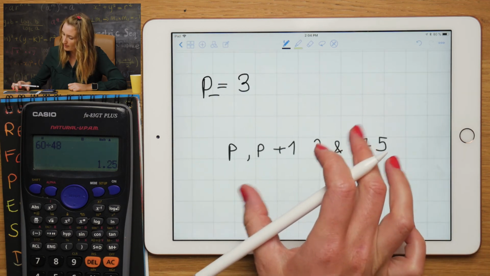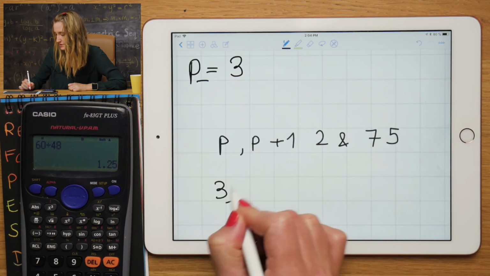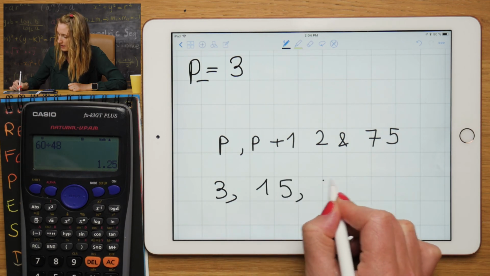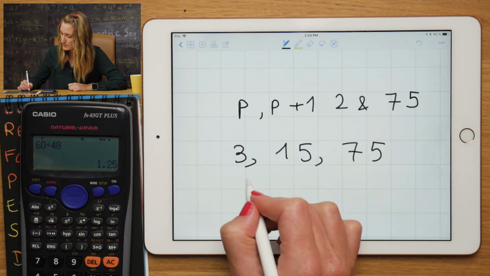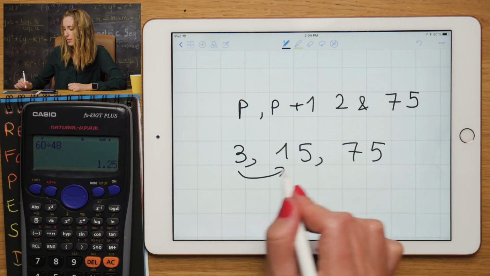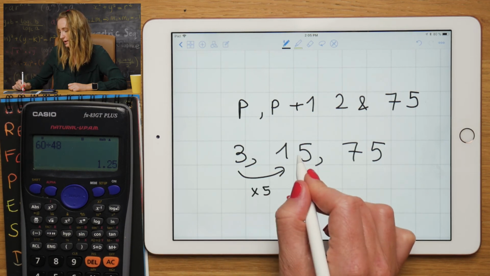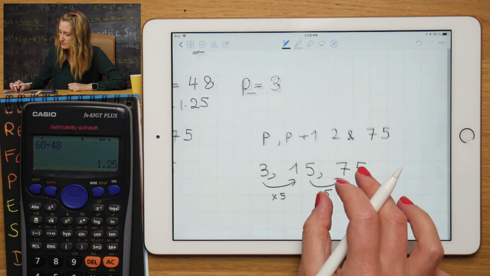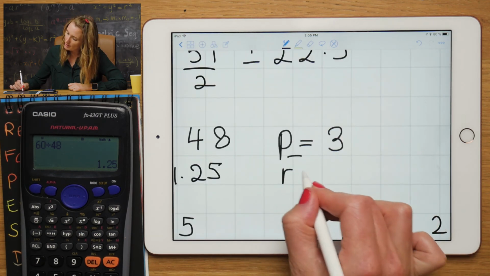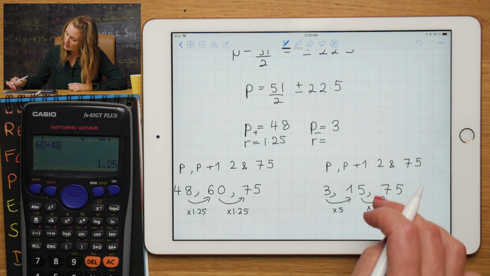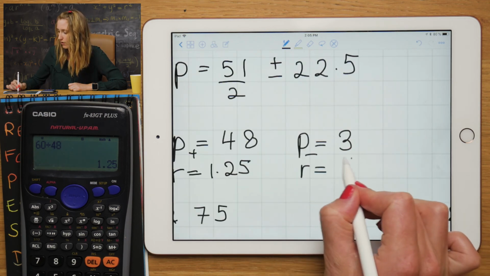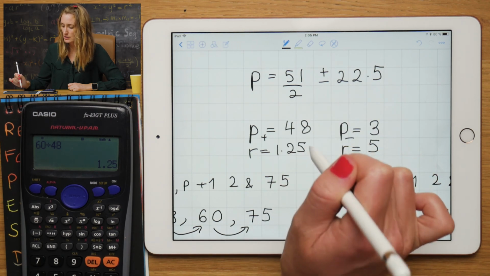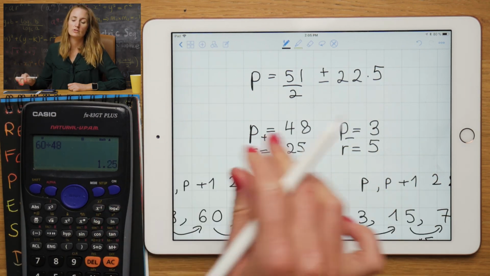Now if P is 3, the first term is 3, then 3 plus 12 is 15, and we have the last term 75. So 3 times 5 here will give me 15, and 15 times 5 will give me 75. So if P is 3, I'm going to get a corresponding R value of 5. So you've got two different answers in this situation, one for each of the R's.